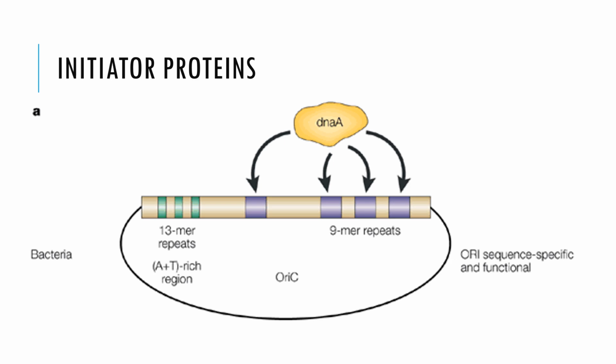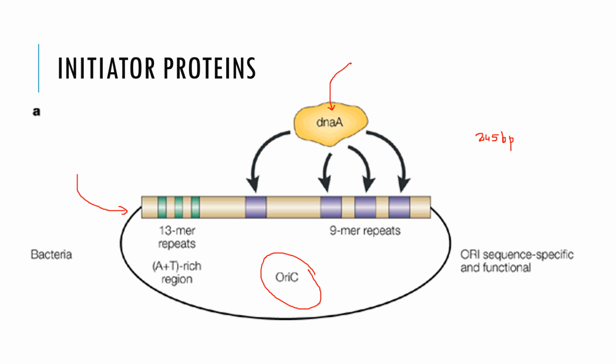As you can see in this diagram, this is the structure of the origin of replication in bacteria, that is OriC. As you know, in bacteria, the origin of replication is almost 245 base pairs long. And the initiator protein in prokaryotes is DnaA.